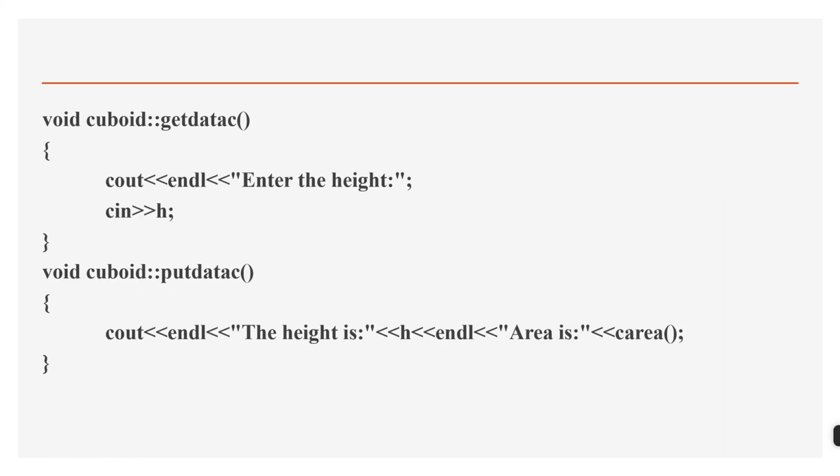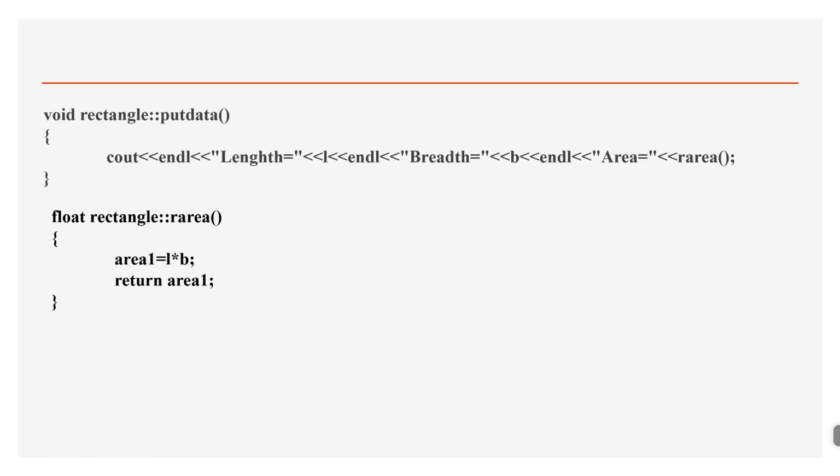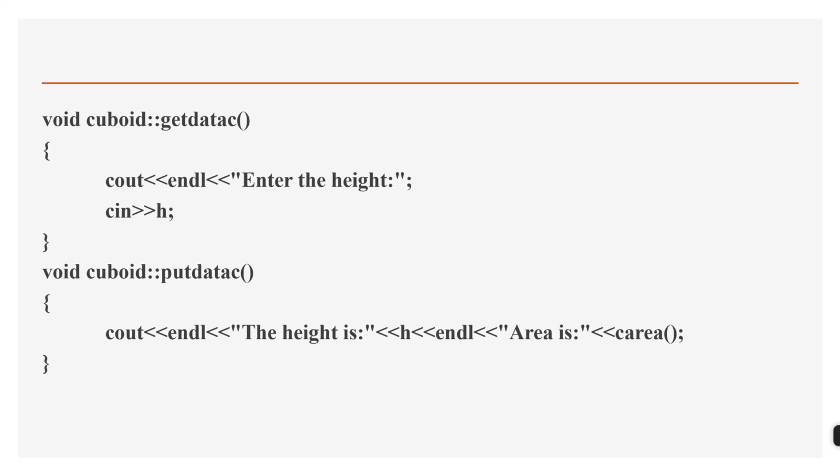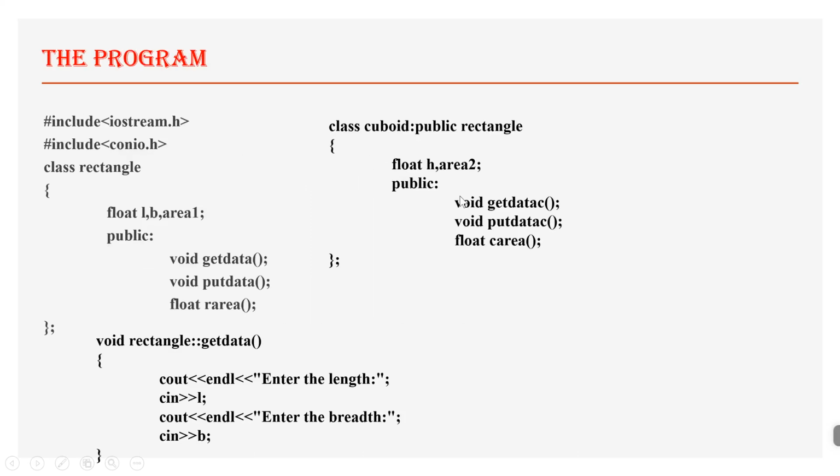Now, very important point is cuboid. So cuboid get data C. See, in case of cuboid, L is already read, using our rectangle. B is already read, using how? Using rectangle. Now, you have to read the height. So, how do you do it? By executing get data C. So, if you look at here, it's a public function defined inside a derived class. That is get data C.